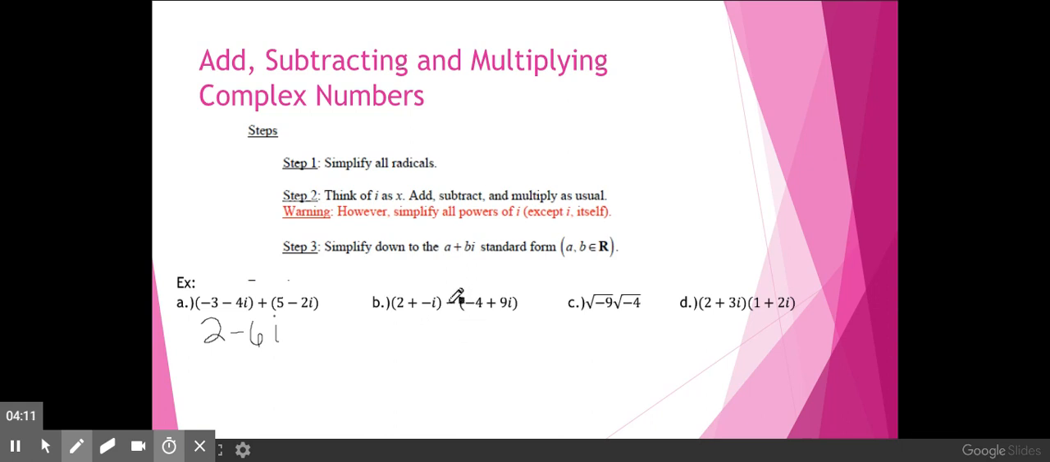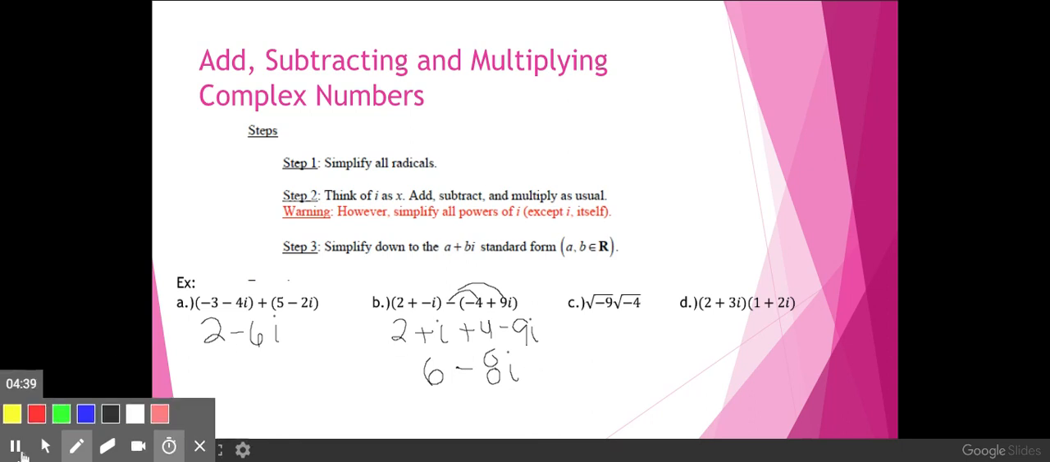Moving on to part B, if there's a minus sign, make sure you distribute. So we want to distribute the minus as our first step. So 2 plus i plus 4 minus 9i. And now we combine like terms. 2 plus 4 is 6. That's our real number. And then we have positive i minus 9i, we get -8i. Once again, real part comes first and then the imaginary.